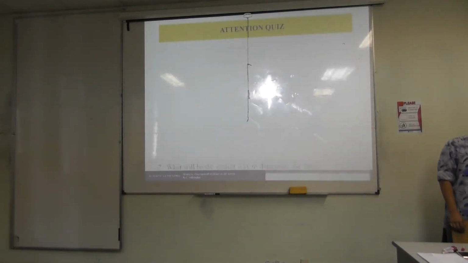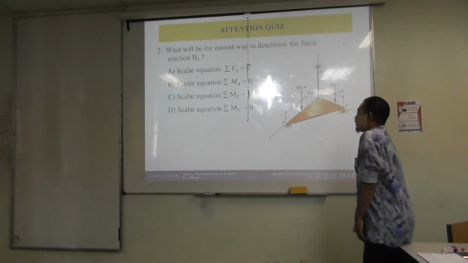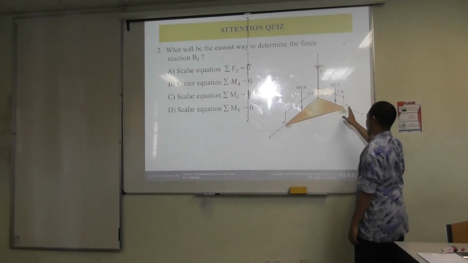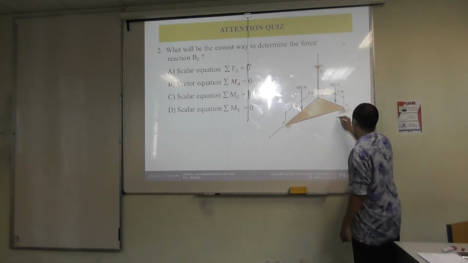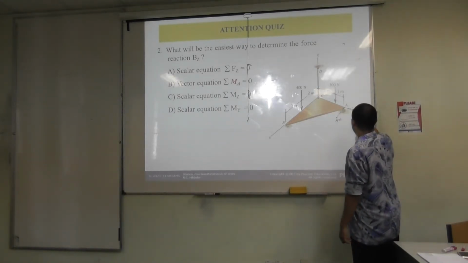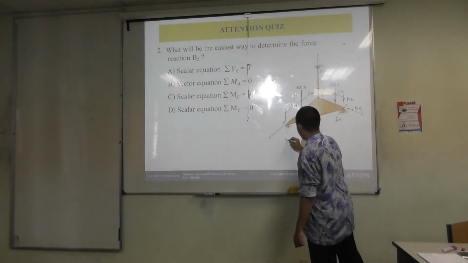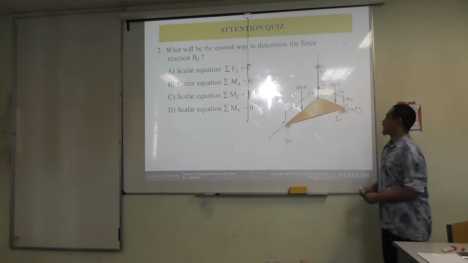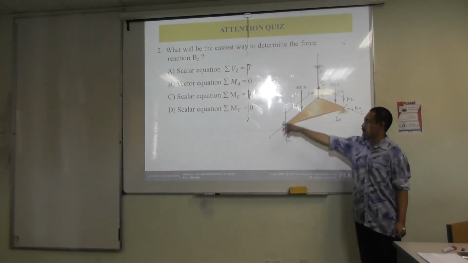Alright. Okay, this one is a bit more involved to solve, right? So what will be the easiest way to determine the force? This is exactly the same as this one. If you want to draw this, it will become AX, AY, AZ, BZ, and tension C, for example. So the question says, what will be the easiest way to solve for BZ?